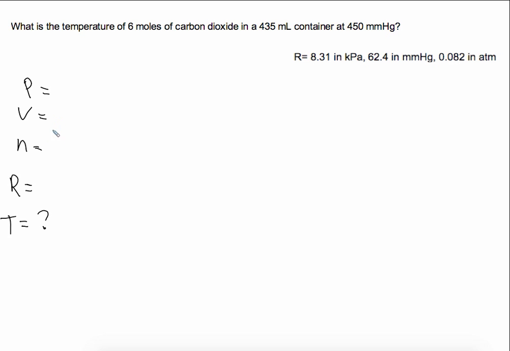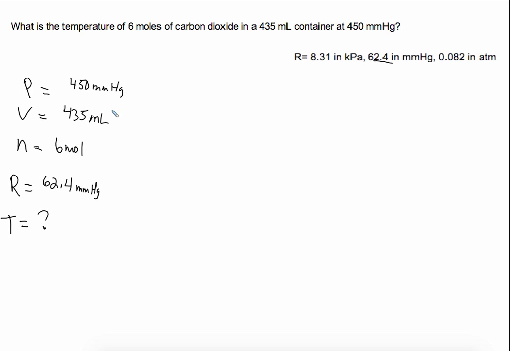And then we go, okay, what is the temperature? We're looking for the temperature of 6 moles of carbon dioxide in a 435 milliliter container at 450 millimeters of mercury. So we have millimeters of mercury here, so we can get our R by looking on the formula sheet. And so we're going to use the 62.4 because that's the millimeters of mercury.